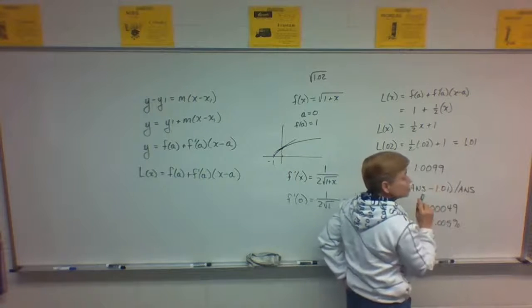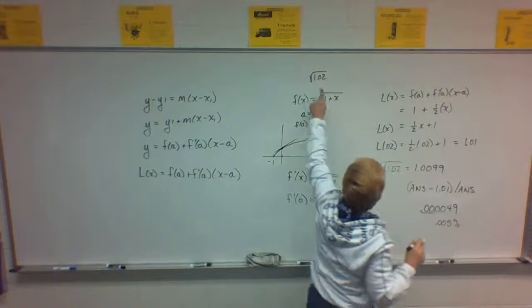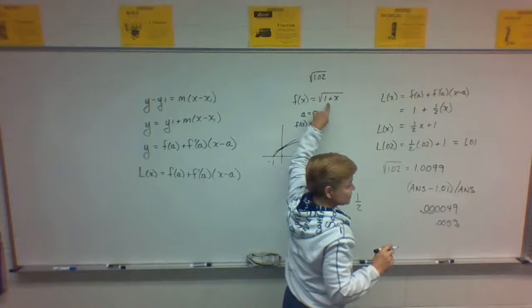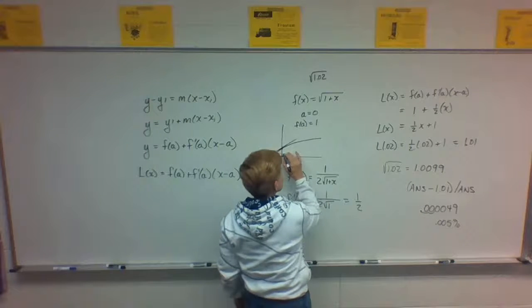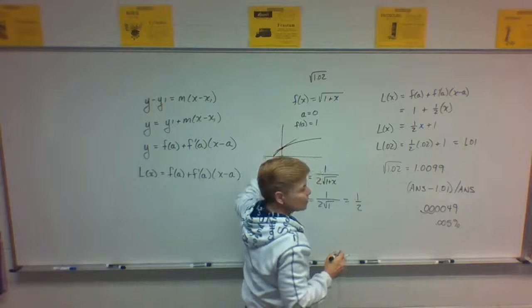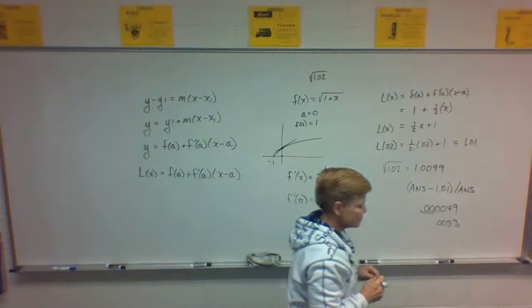That's really accurate. But the reason it was is because we weren't very far from the point 0, 1. And so we expected it to be awfully close. And that's the key. You got to stay close to this point of centrality.